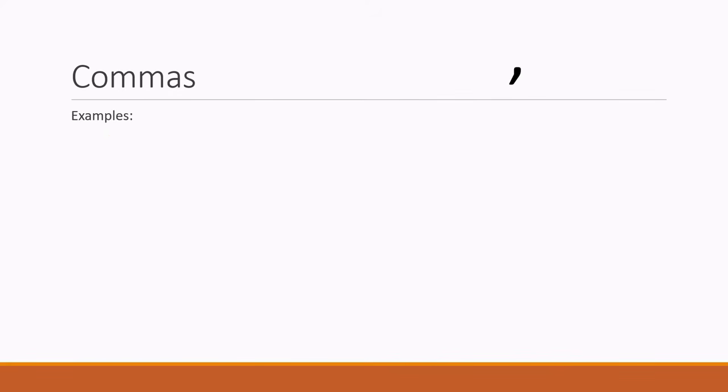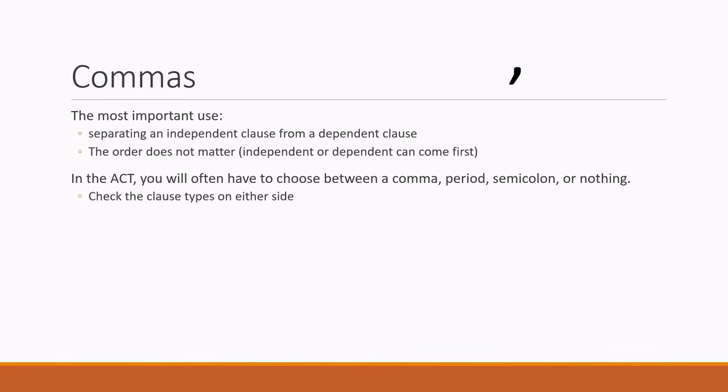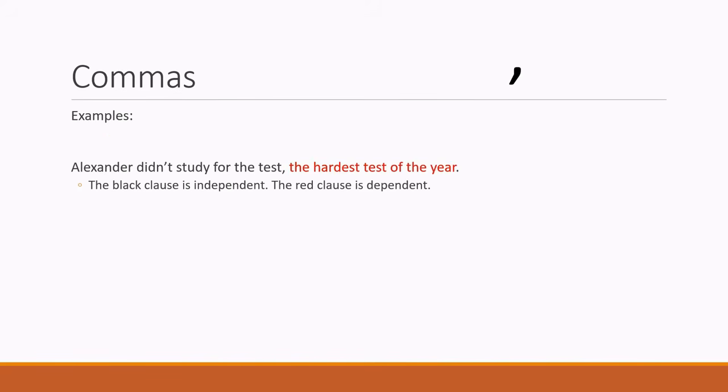If you have two dependents, it's wrong. You're not going to want anything because you're just going to make an incomplete sentence. If you have an independent and a dependent, you want a comma. If you have two independent clauses, you want a period or a semicolon. So let's give some examples.